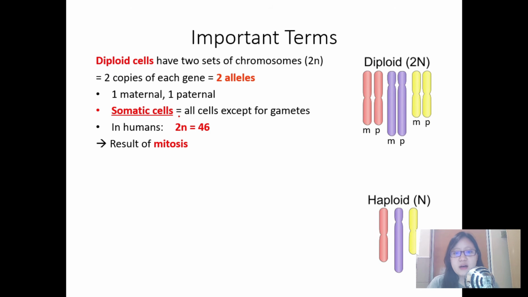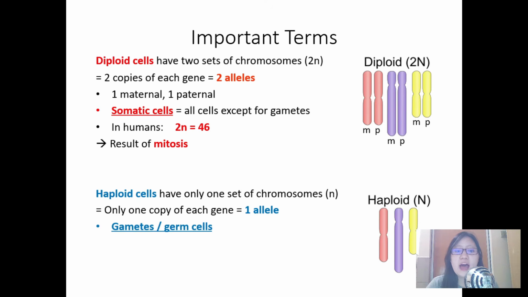All somatic cells are diploid. Somatic cells are all cells except for gametes. In humans, somatic cells have 46 chromosomes. This is the diploid number in humans. And usually, this is a result of mitosis.